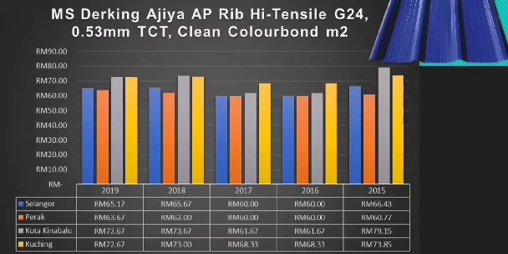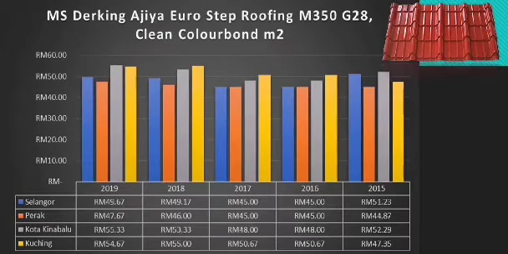For this roof material, we can see Kota Kinabalu and Kuching have the same price at 72 ringgit 97 cents, Selangor is 65 ringgit 70 cents, and Perak is 63 ringgit 97 cents. Perak is the cheapest. Next is the Eurostep roofing. We can see here Kota Kinabalu has the most expensive price per meter square at 55 ringgit 33 cents. Kuching is 54 ringgit 61 cents, and Selangor and Perak have the cheaper prices.